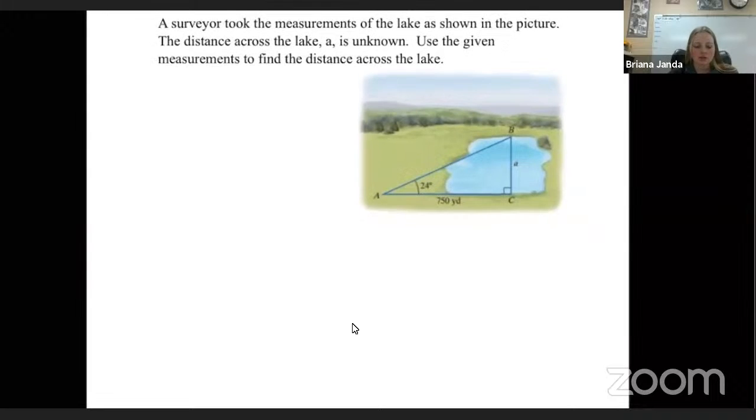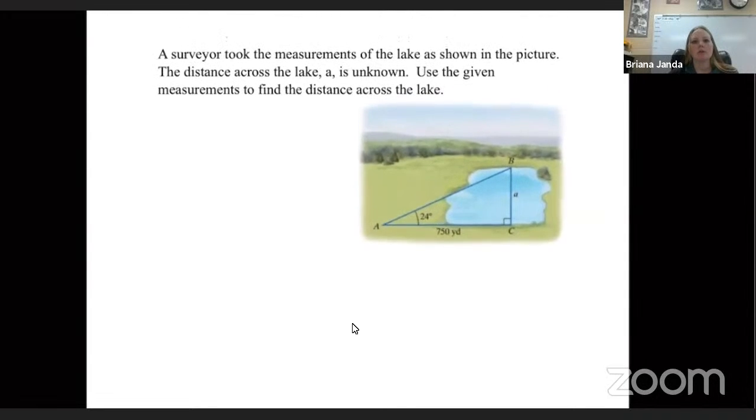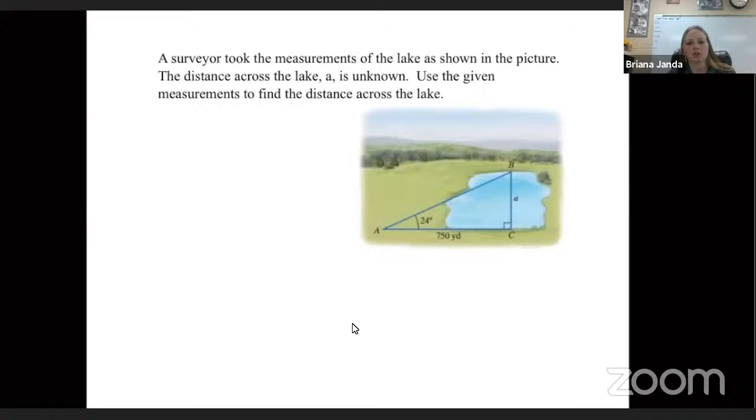It says a surveyor took measurements of a lake as shown in the picture. The distance across the lake, which would be this side right here, labeled as A, is unknown. So that's going to be what we're solving for. Use the given measurements to find the distance across the lake. They give us 750 yards from A to C. And then they give us this angle here is 24 degrees.